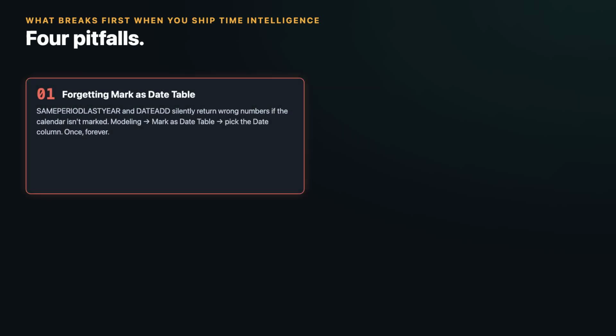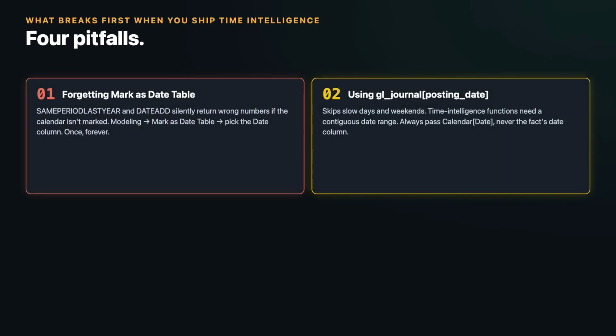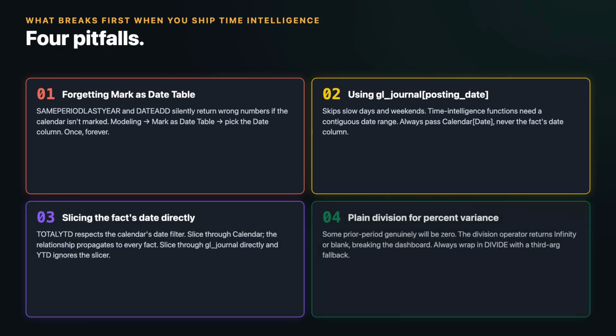4 pitfalls break most first-pass time intelligence measures. First, forgetting to mark the date table. SAMEPERIODLASTYEAR and DATEADD silently return wrong numbers if the calendar isn't marked. The fix is in the Modeling tab. Mark as date table, choose the Date column once, immediately after creating the calendar.